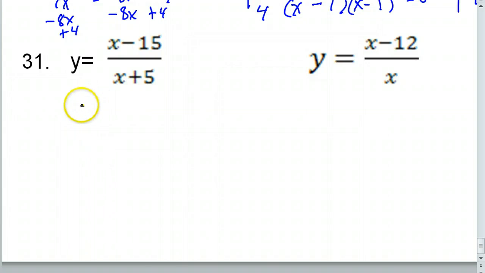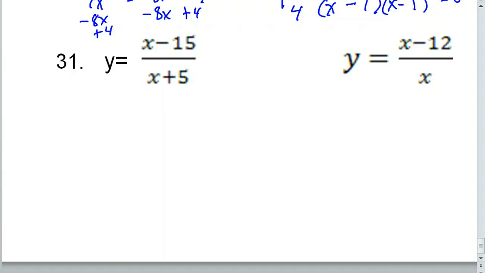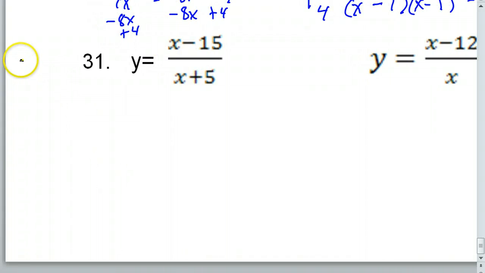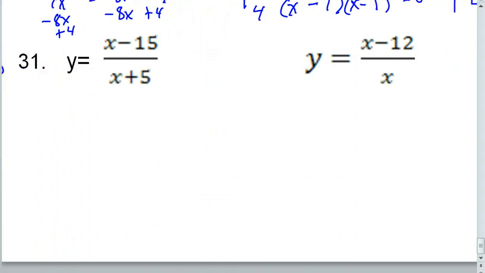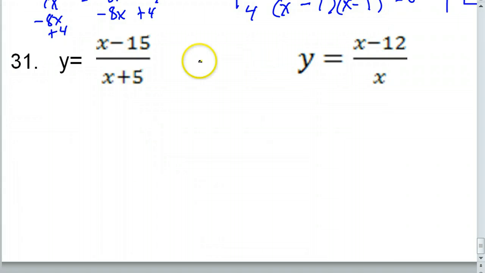All right, number 31. Now, right at the beginning, let me say, be sure to write your answer to a system of equations as an ordered pair. So our answer will be in the form x comma y. So we're going to find x, but we won't stop there. We will find the y that goes with it. Okay, so let's start off by setting these equal to each other.